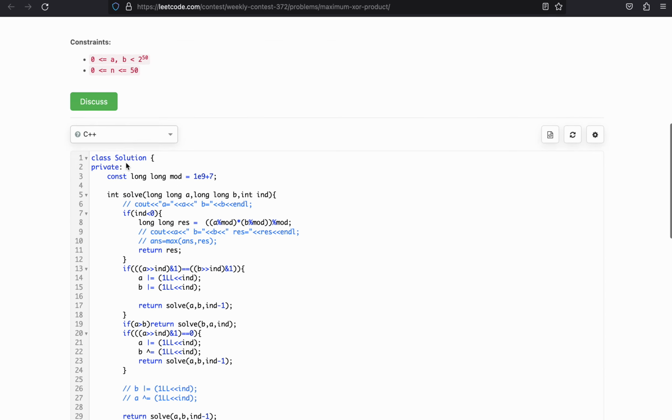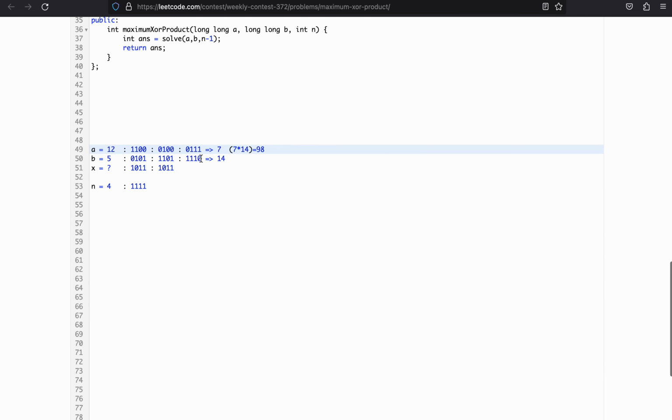Now the logic is basically simple. If in both a and b the ith bit is same, either 1 or 0, then we set the ith bit in x to 1. If the ith bit is already 1, then in x the ith bit should be 0, and if the ith bit is 0, then we take the ith bit in x as 1, so that both ith bits in a and b should be 1.